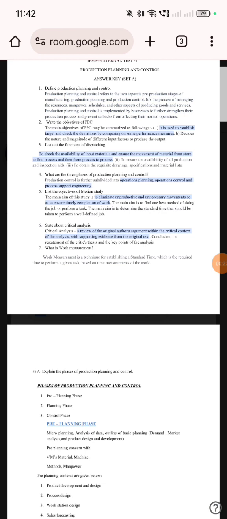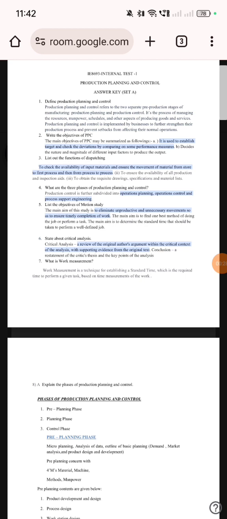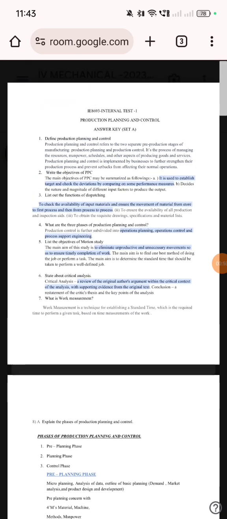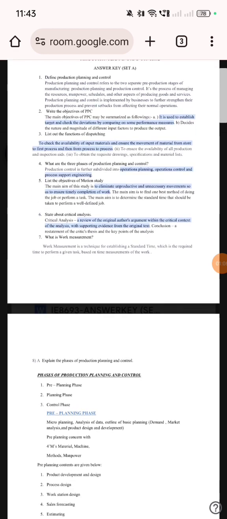First question: define production planning and control. Production planning control is a determined process which includes the use of human resources, raw materials, machines etc. It depends upon the production planning control technique to plan each and every step in a long series of separate operations. It is implemented by the business to further strengthen the production process and prevent setbacks from affecting normal operation. It is the main content of production planning control.